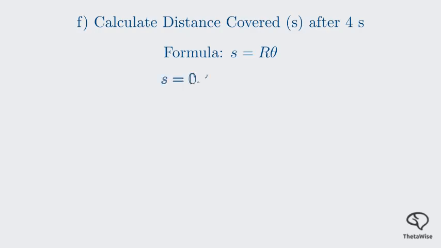Substituting these values, we get s equals 0.3 times 339.412. This calculation results in a linear distance of 101.824 meters. So, a point on the edge of the wheel has traveled a linear distance of 101.824 meters as the wheel spun for 4 seconds.